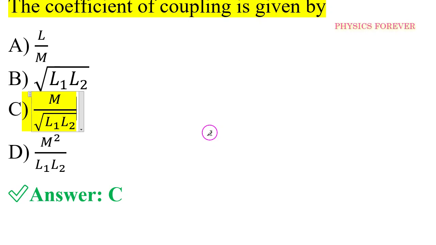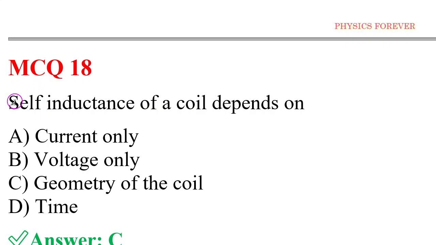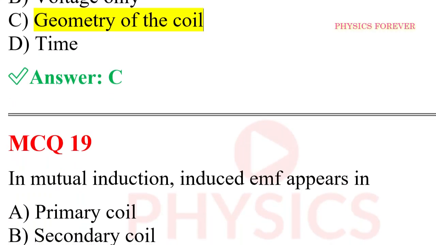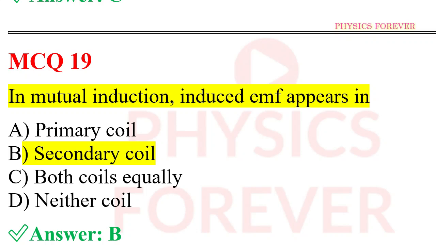Sometimes they ask a problem where L1, L2 and M are given, and we have to find the coefficient of coupling. The coefficient of coupling is represented by the symbol K, and K equals M by root of L1 L2. Question number 18: self inductance of a coil depends on... option C is correct, the geometry of the coil. Question number 19: in mutual inductance, the induced EMF appears in... option B is correct, the secondary coil.